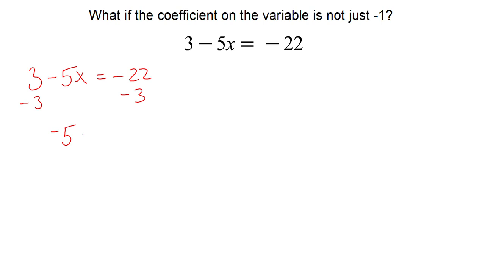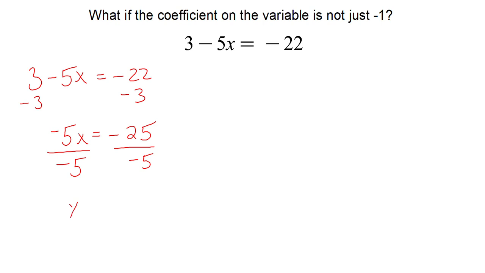That leaves us with negative 5x equals negative 25, because negative 22 minus 3 more gives you minus 25. Now with the other problems, we were just dividing by or multiplying by a negative 1. But now this looks like our basic one-step equations, right? Where we have just a coefficient in front of the x, and we just need to divide by that, because that's the opposite operation of the multiplication between the negative 5 and the x, right? Remember, there's an invisible multiplication going on there between the negative 5 and the x. So to clear that multiplication, we'll just divide by negative 5.